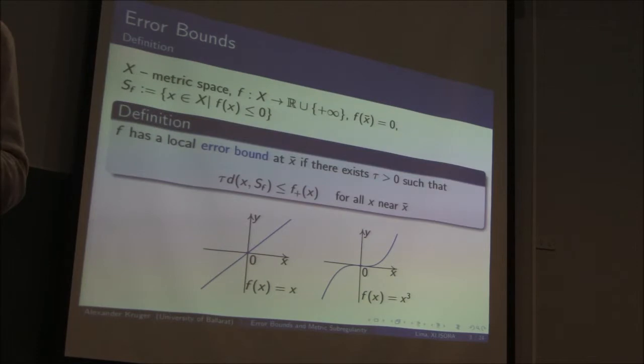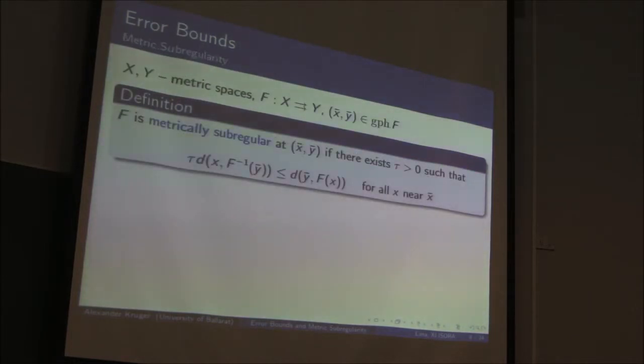When we are dealing with this property, you can easily see we are not using the linear structure or anything like this, so everything can be done in the setting of an arbitrary metric space. And the property of metric subregularity, which I'm going to talk about in this last part of my presentation today, is defined here. It is defined for a multi-function, for a set-valued mapping between metric spaces.